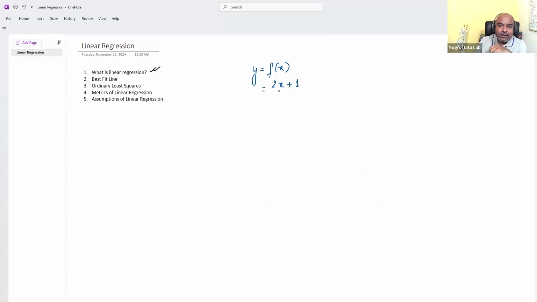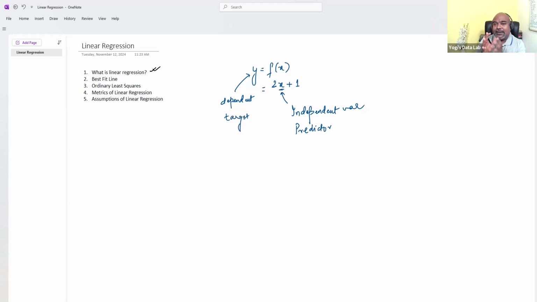When I talk about y being only dependent on x, x is known as the independent variable, and y is known as the dependent variable. These independent variables, which we'll see ahead, are also known as predictors. Why? Because they are contributing towards your target variable, which is y.